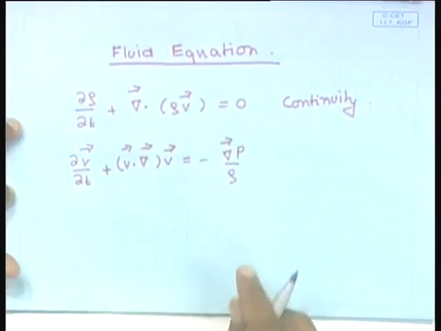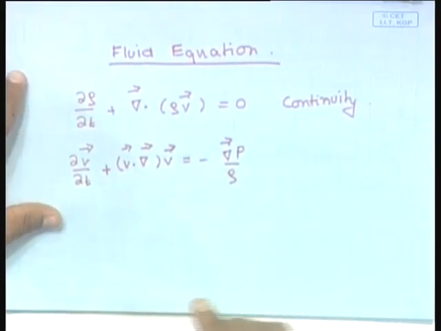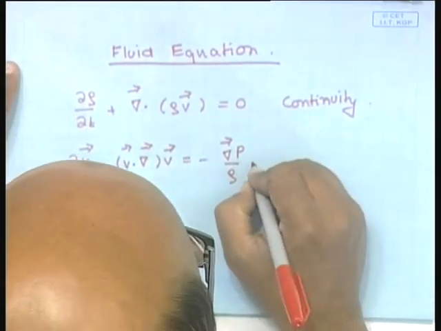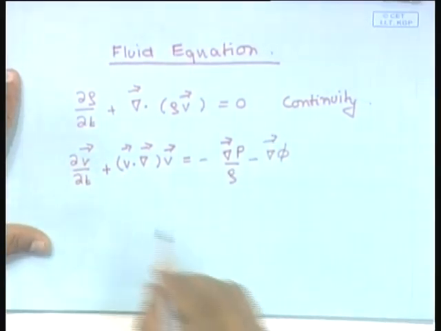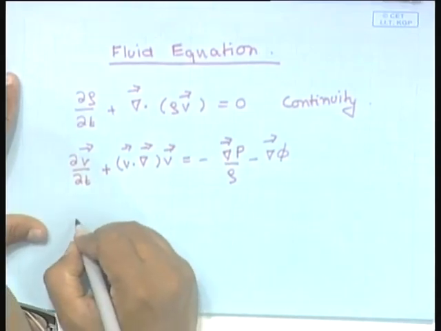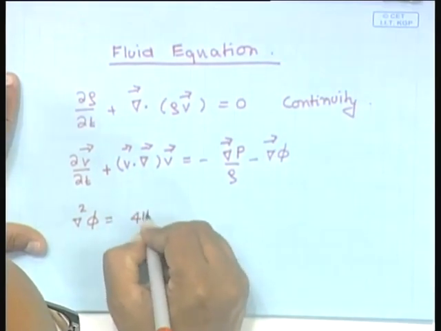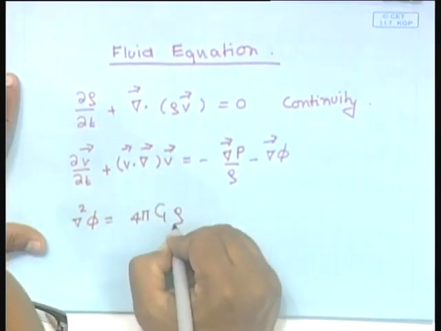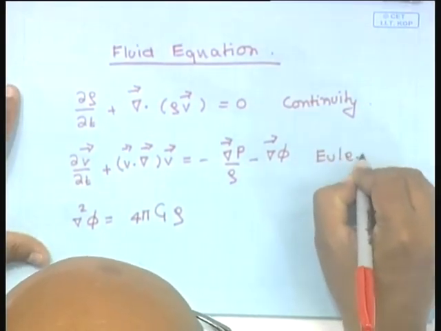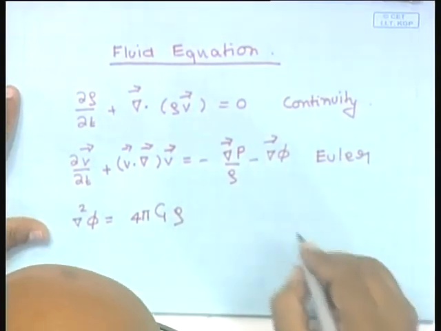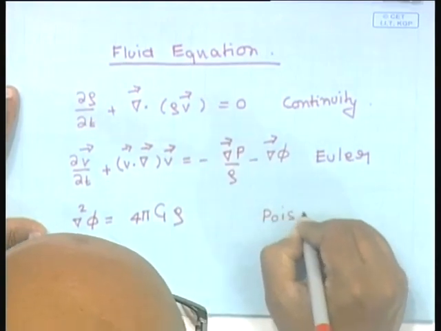by rho. So you have the density, you have the velocity, and the pressure, okay, so pressure is also there, you need to know the pressure, and minus grad phi. And we have del square phi is equal to 4 pi G rho. So this is the Euler equation, the momentum conservation, and this, the third one, is the Poisson equation, the law of gravity.